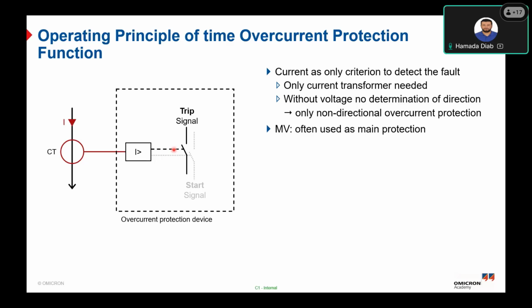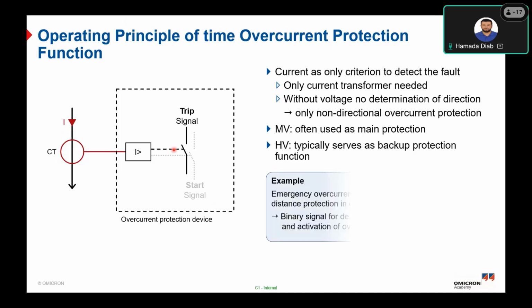Okay, so as we explained, in the medium voltage the overcurrent protection is mainly used as a main protection with a time grading or multi-steps, like the IDMT or DTOC tripping characteristic. But in the high voltage or extra high voltage protection application, it will be used as a backup protection to provide a dual redundancy of your protection system.